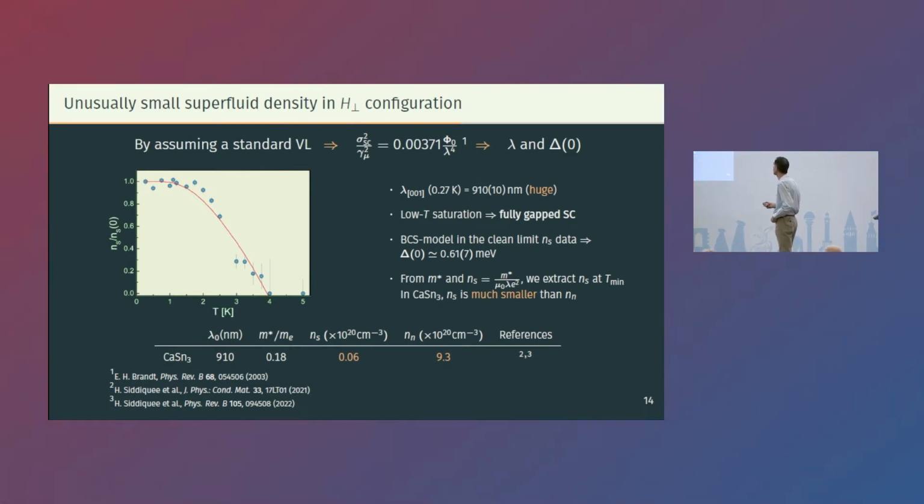And finally, we have also this other important result that this M star is measured from the de Haas-van Alphen, and if you put this together with this formula, we can extract what is NS. And this NS is extremely small. So this is a very dilute, very suspicious, let's say, superconductor. Now, all what I told you refers to this sample.